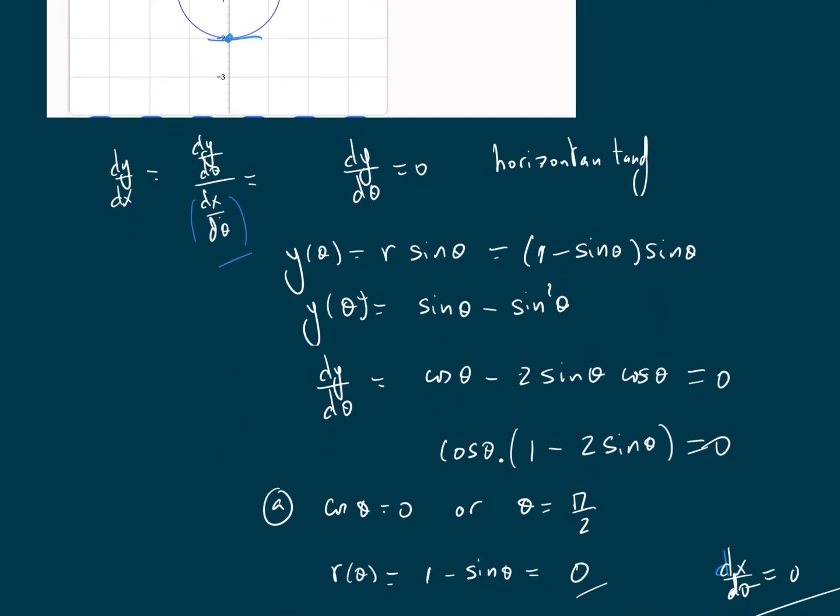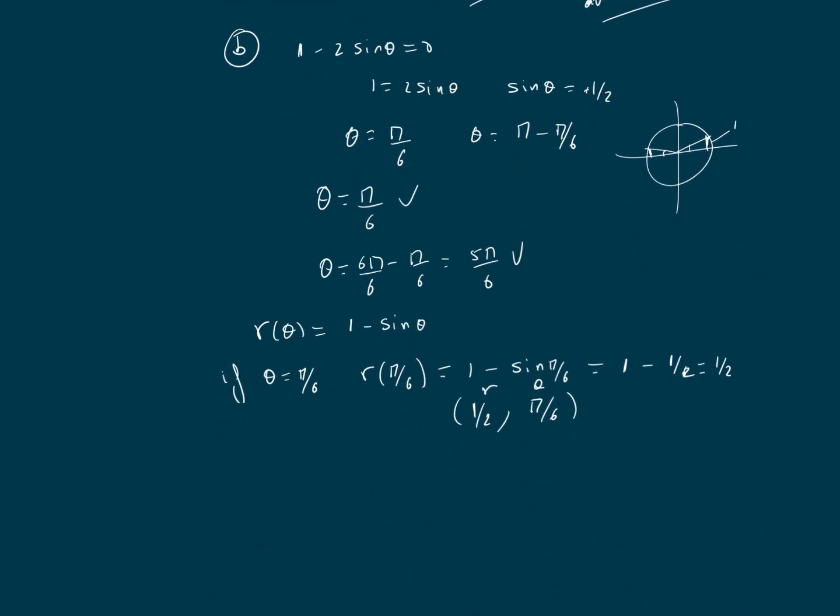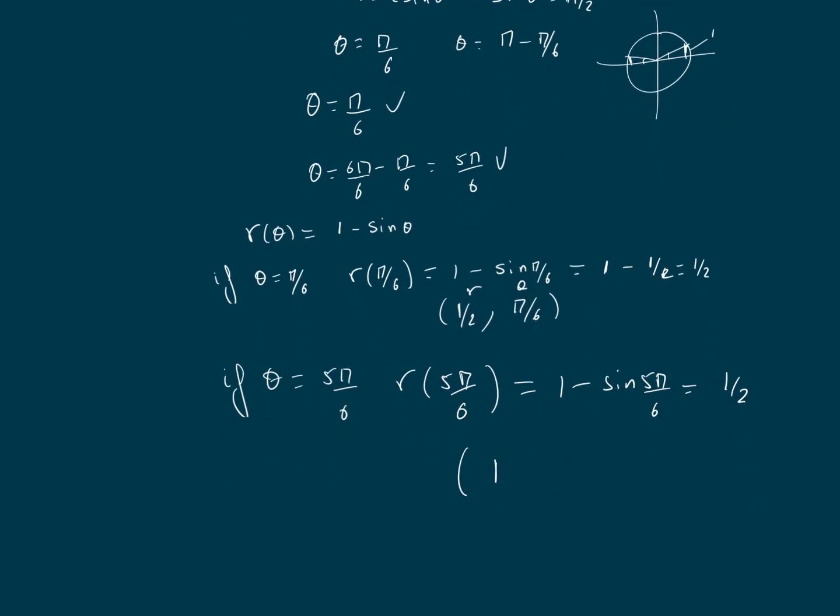Now the next point is this one. At this point, the theta is 5 pi divided by 6. So if theta equals 5 pi divided by 6, r of 5 pi divided by 6 is also 1 minus sine of 5 pi divided by 6, which is 1 half. 1 minus 1 half is 1 half, and I have the other point. The other point is r is 1 half, and theta is 5 pi divided by 6.